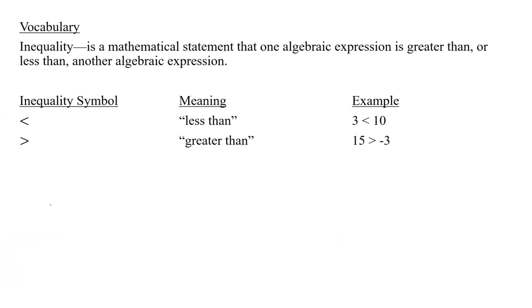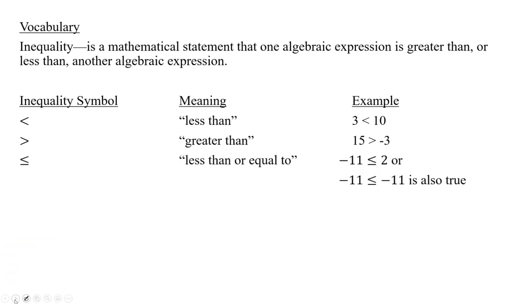Now next we'll see greater than or equal to and less than or equal to. Sometimes we can include the number and we make it less than or equal to. The difference between less than or equal to and less than is that less than or equal to includes the equal sign, equality. For example, negative 11 is less than or equal to negative 11. We can't say negative 11 is less than negative 11, but when you include less than or equal to, that makes the statement true.